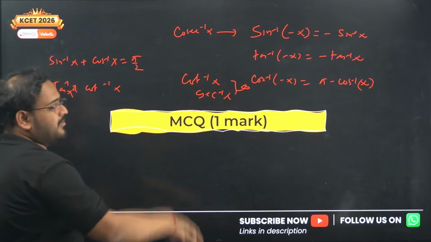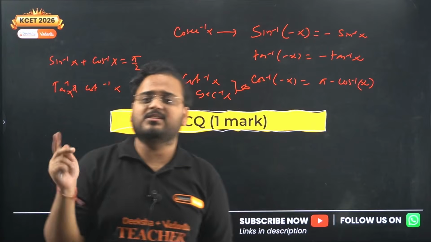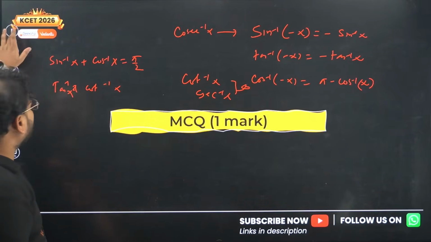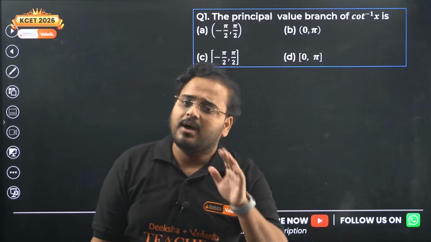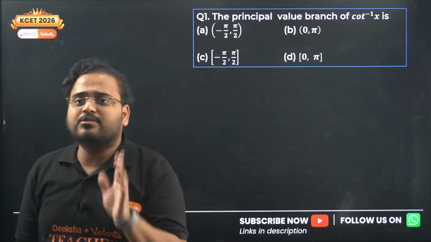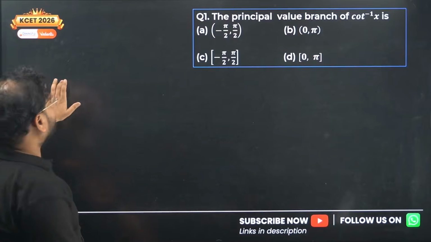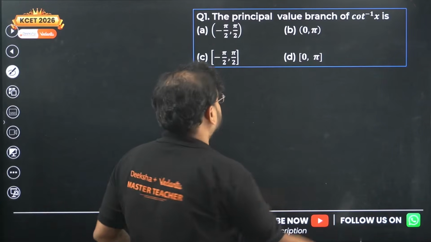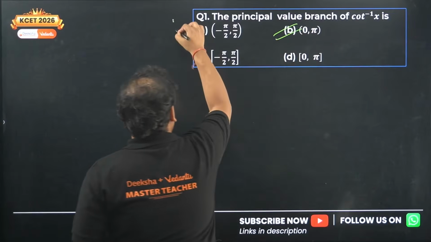But again, you have all the properties and formulas listed in your NCERT summary. Do go ahead and check it out. I'm going to give you a formula sheet very soon. If you want me to, I'll give you a formula sheet very, very soon. Let's start solving question number 1. Principal value branch of cot inverse of x. Clear?